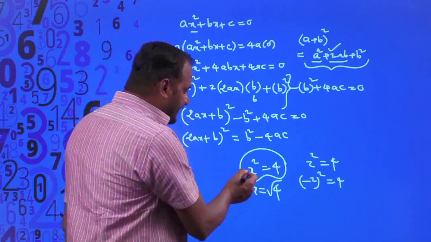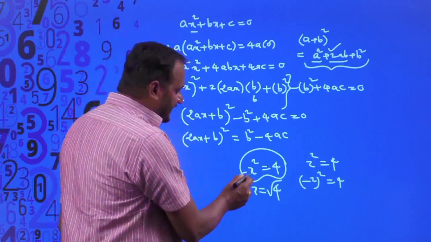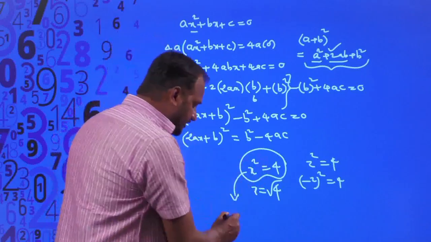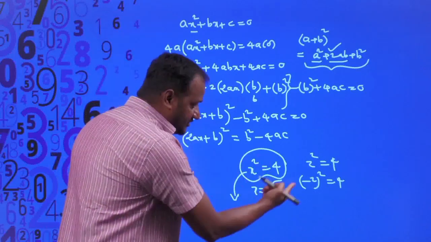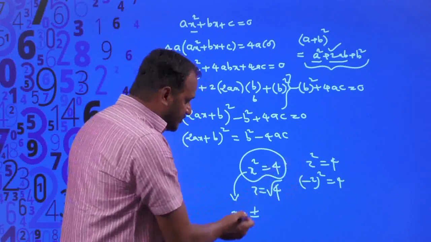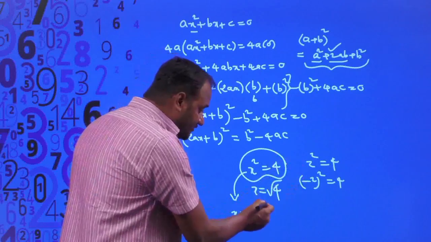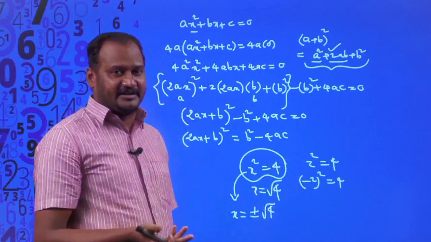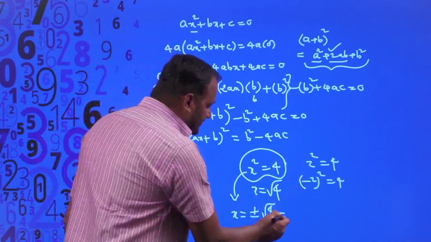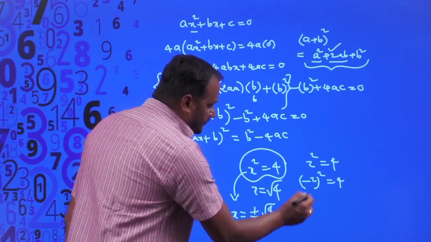Therefore, when you are finding x here, when x square is equal to 4, you should write x is equal to plus or minus root 4. See here, plus or minus. That's why you should write plus or minus and then put square root 4, because it can be positive 2 or it can be negative 2. So that's why you can say that it would be plus or minus 2.